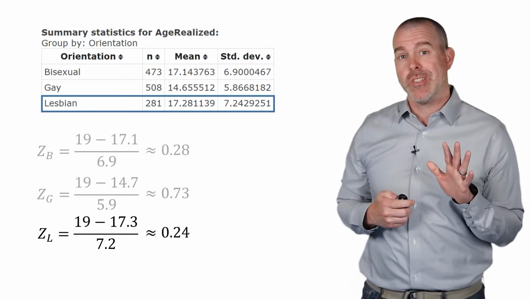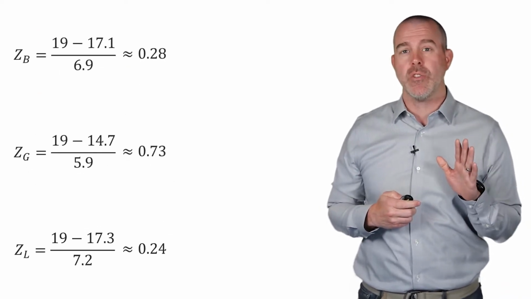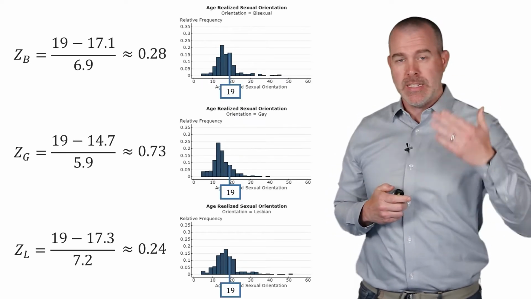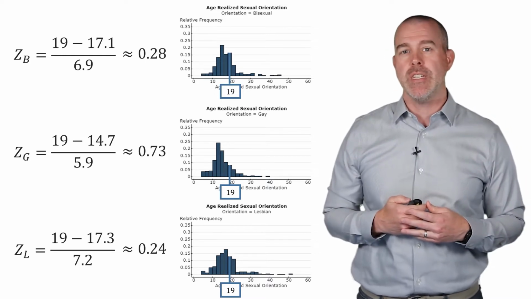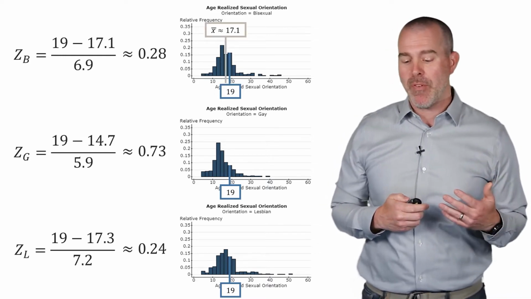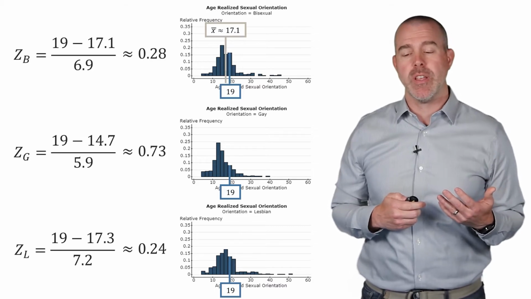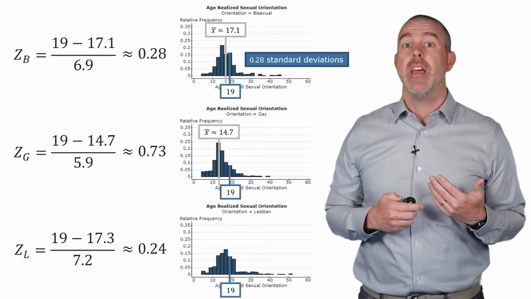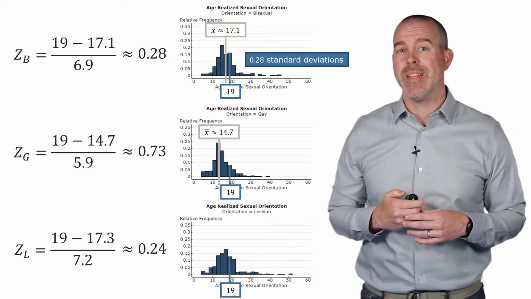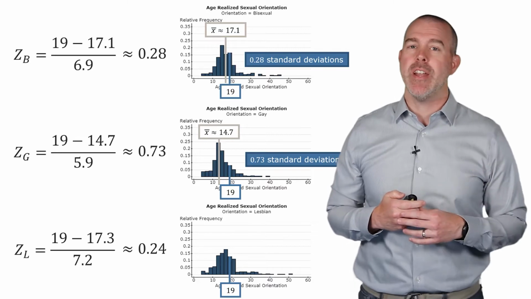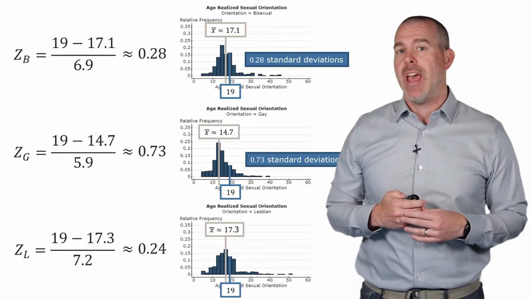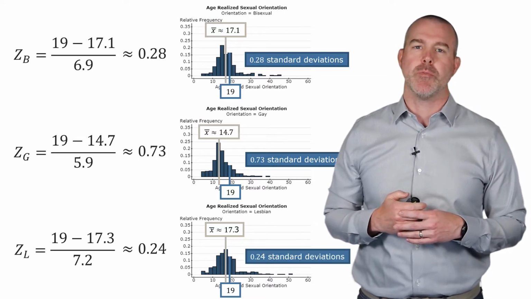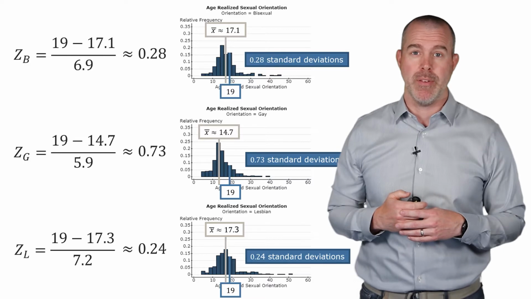So let's see what this looks like on a visual. I've got the Z-scores here, and let's get the histograms up for all of these. Here's our 19 for all three of those different sexual orientations. And if we put the mean up for each of them, the mean for bisexual is 17.1, so our value is 0.28 standard deviations above that. For those who are gay, the mean is 14.7, and so the 19 is 0.73 standard deviations above the mean. And then for lesbian, the mean is 17.3, and so our observation is 0.24 standard deviations above the mean.